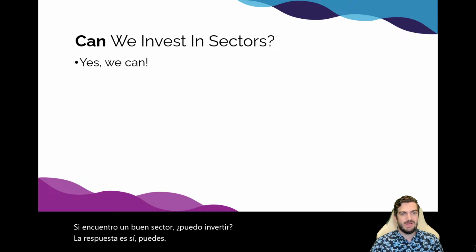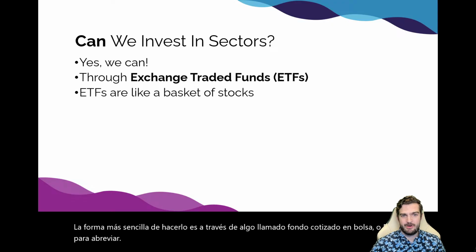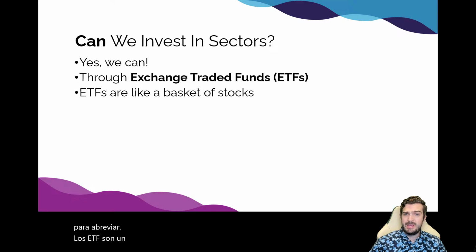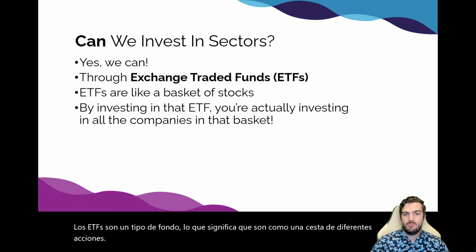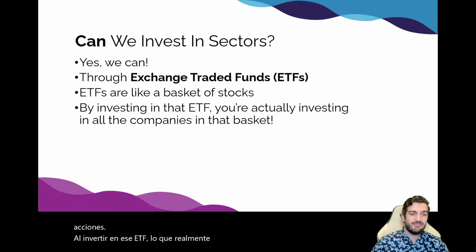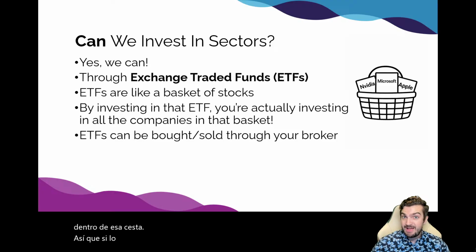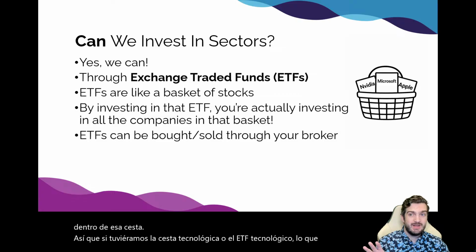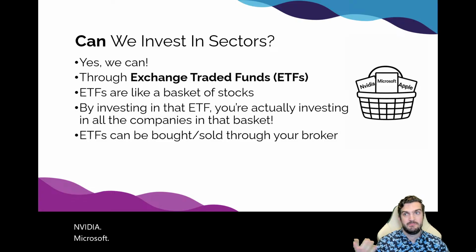The easiest way to do that is through something called an exchange traded fund, or ETF for short. ETFs are a type of fund, which means they're like a basket of different stocks. By investing in that ETF, what you're actually doing is you're investing in all of the different companies within that basket. So, if we had the technology basket or the technology ETF, what you're really buying is NVIDIA, Microsoft, Apple, Qualcomm, Intel, and so on.